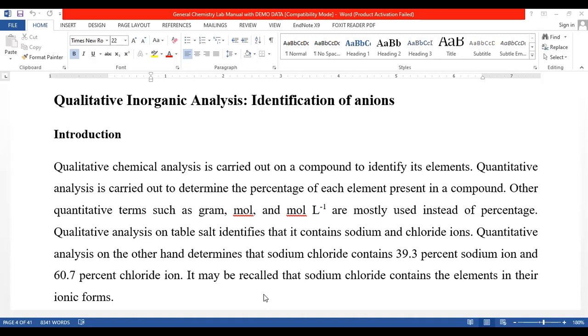Today we are going to talk about the technique through which we can identify the anions, that means non-metallic ions. That could be a polyatomic ion or a monoatomic ion. So this also belongs to qualitative analysis, but in this case we are going to identify anions, as we had found that the flame test has a limitation: we cannot identify the anion, or the negative ions, present in an ionic compound.